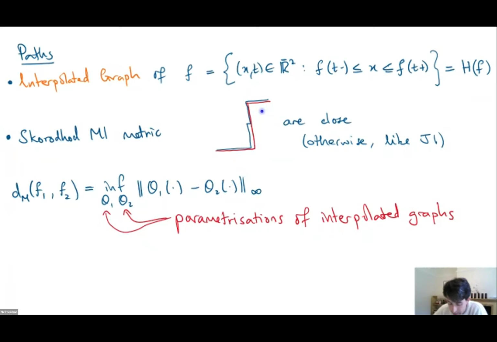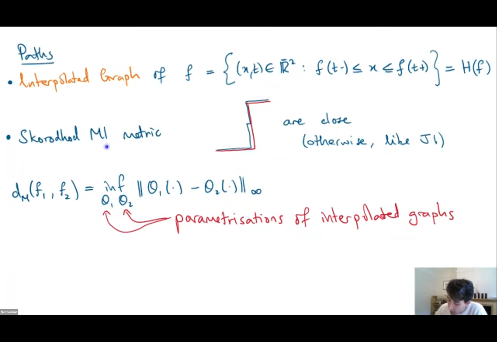Rigorously, what we're looking at is we take parameterizations of the interpolated graphs, and then you try to match them up in the L infinity sense. Okay. If you do this with the normal closed graphs, then you get the J1 topology. The fact that we're using the interpolated bits with the jumps, that's what leads to the M1 topology.